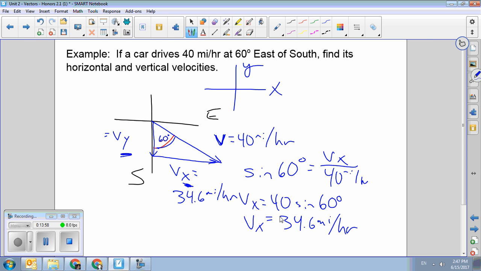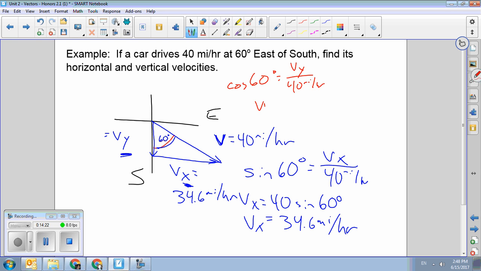Similarly, I need to be able to find my Vy. Vy is the adjacent side, so instead of using sine, I'm going to use cosine. So the cosine of 60 degrees ought to equal my adjacent side over my hypotenuse.